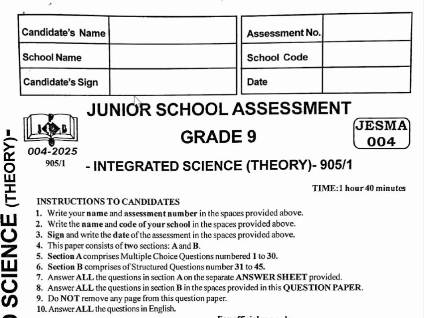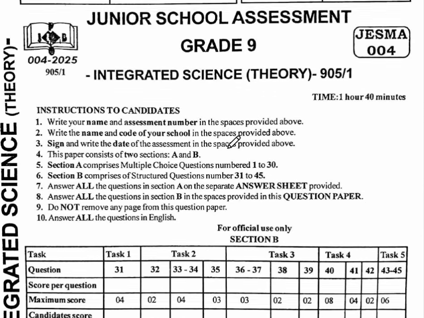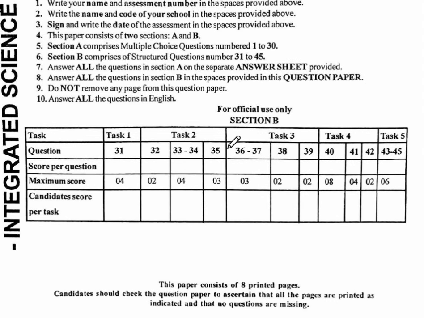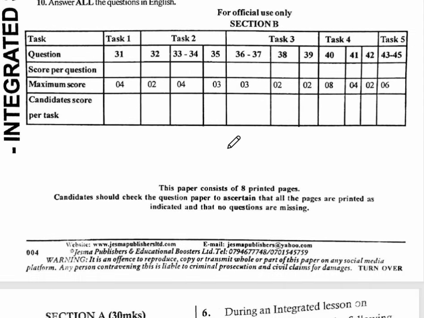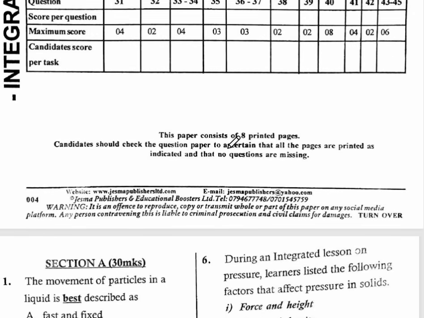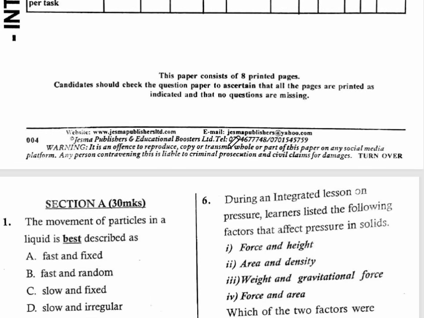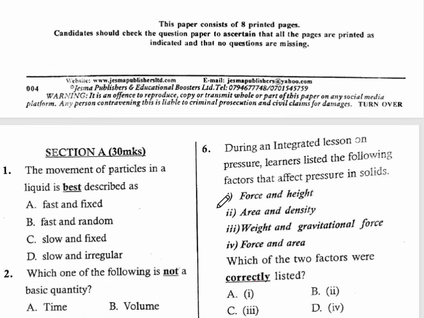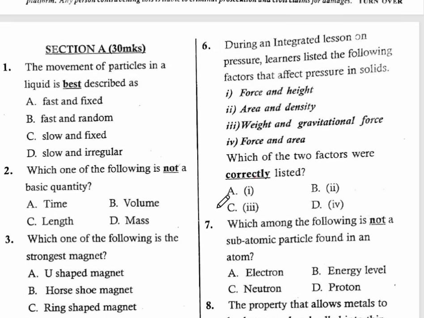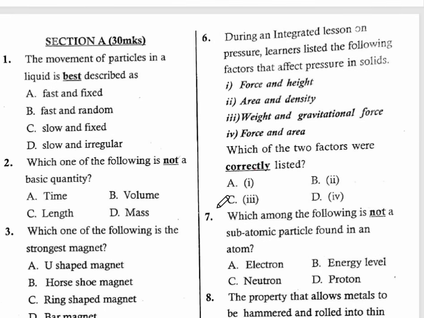This is Integrated Science, Jesma 004, grade 9 paper. It is a very good paper, very challenging paper. We're going to solve this paper question by question, whereby I'll explain it, give you the correct answer, not only giving you the correct answer, but also explaining why the other options are wrong. So without wasting time, let us start with the first question.